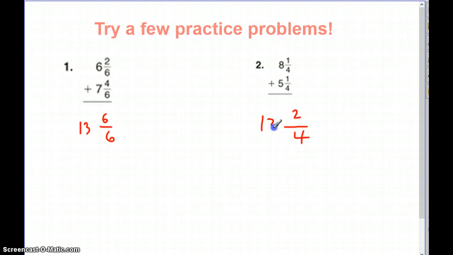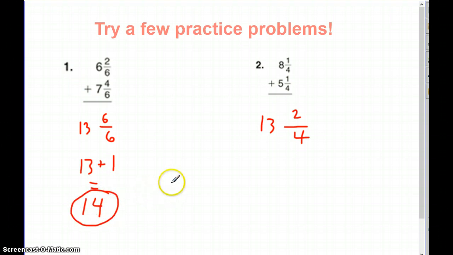Okay, so adding these fractions, hopefully you got 13 and 6/6 over here. But oh my gosh, what do we know about 6/6? What is 6/6 equal to? Well, 6/6 is equal to 1. So what we're going to do is we're going to do 13 plus 1, and the most simplified form of this mixed number actually becomes a whole number. The answer is 14. So if you got that correct, give yourself a pat on the back.